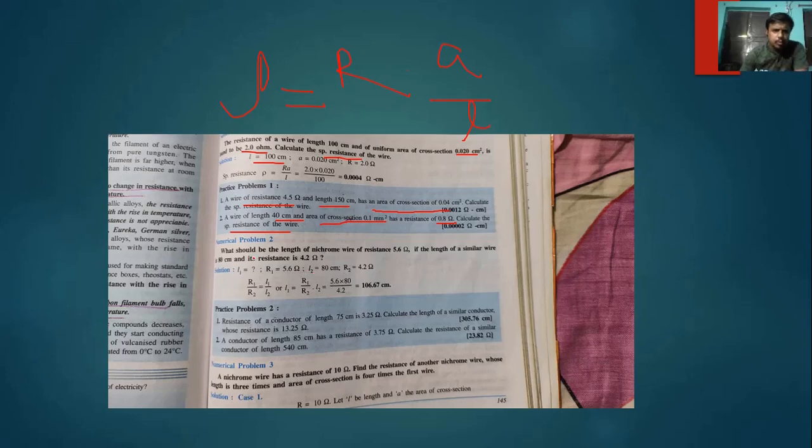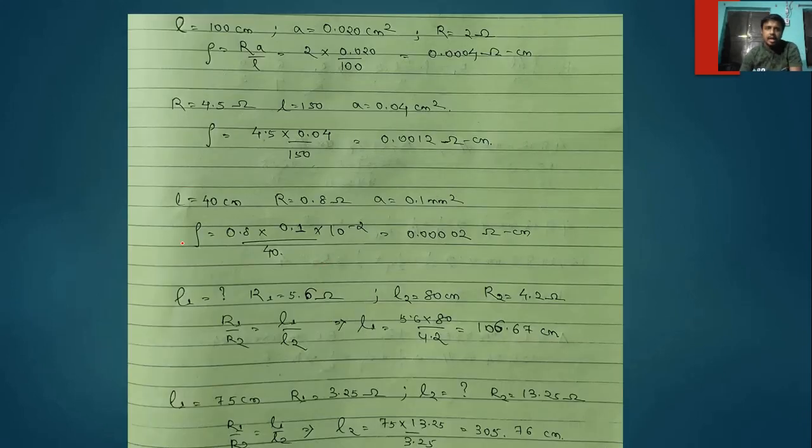In the third problem, what should be the length of the nichrome wire of resistance 5.6 ohm if the length of similar wire is 80 centimeter and its resistance is 4.2 ohm? Here the length of the first wire is unknown, but its resistance is given, 5.6 ohm. The length of the second wire is given, 80 centimeter, and its resistance is also given, R2 is equal to 4.2 ohm. From the formula we know that rho is equal to RA by L.